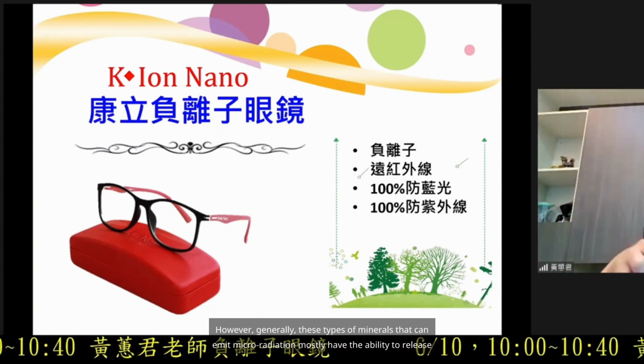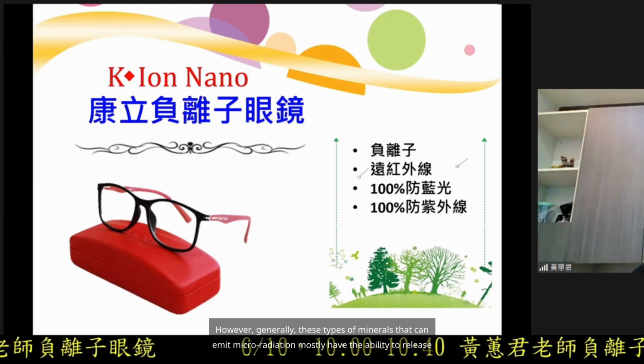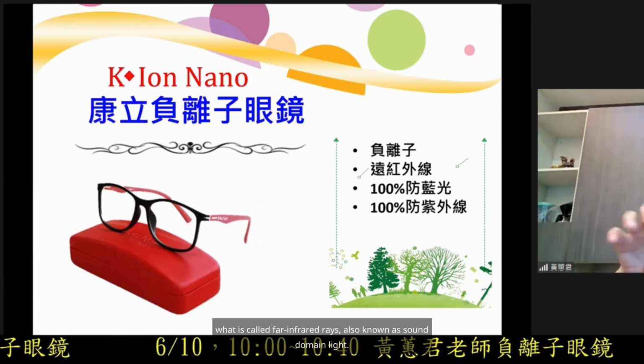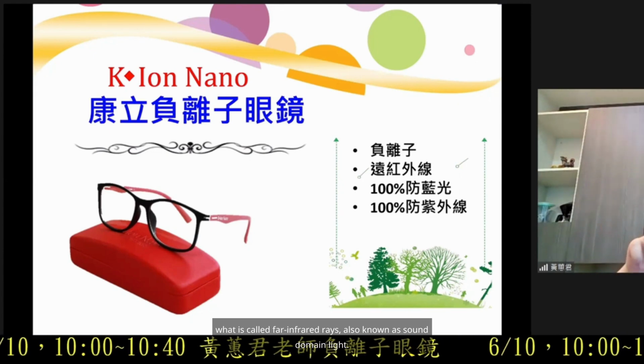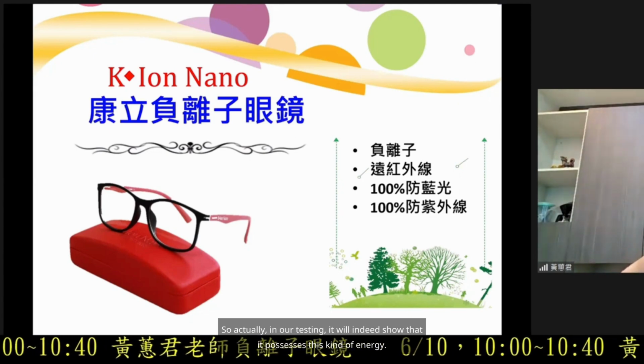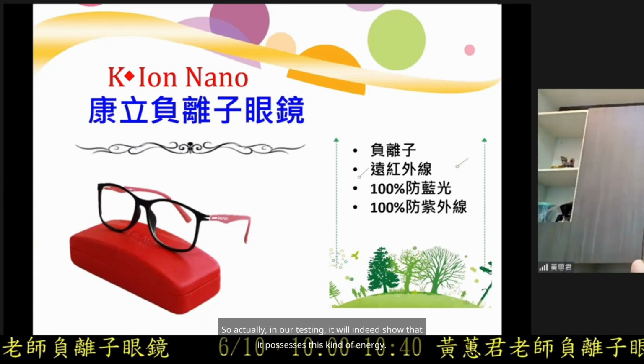However, generally, these types of minerals that can emit microradiation mostly have the ability to release what is called far infrared rays, also known as sound domain light. So, actually, in our testing, it will indeed show that it possesses this kind of energy.